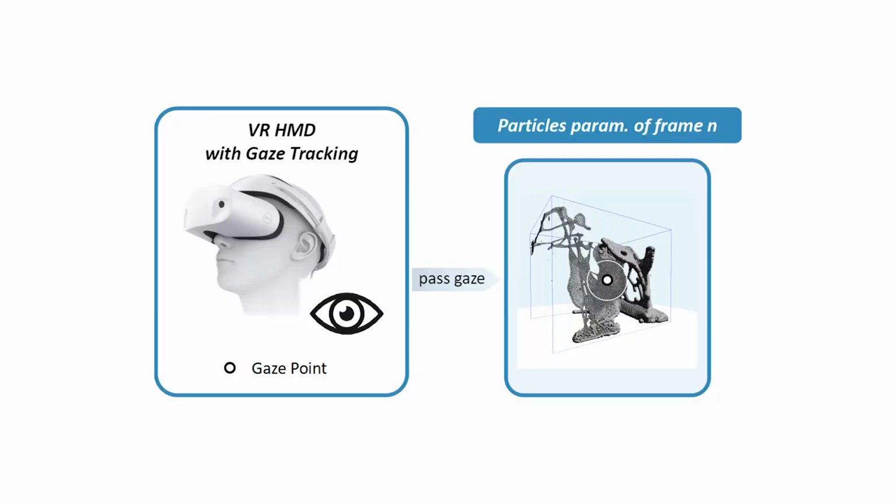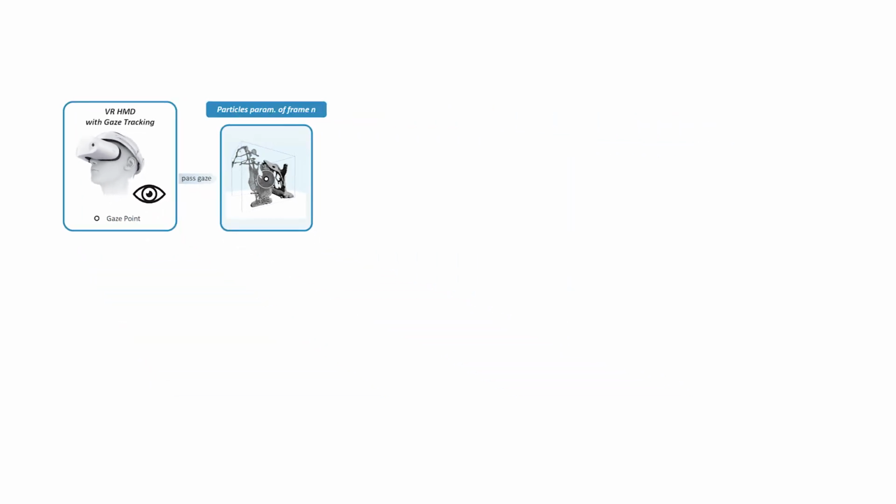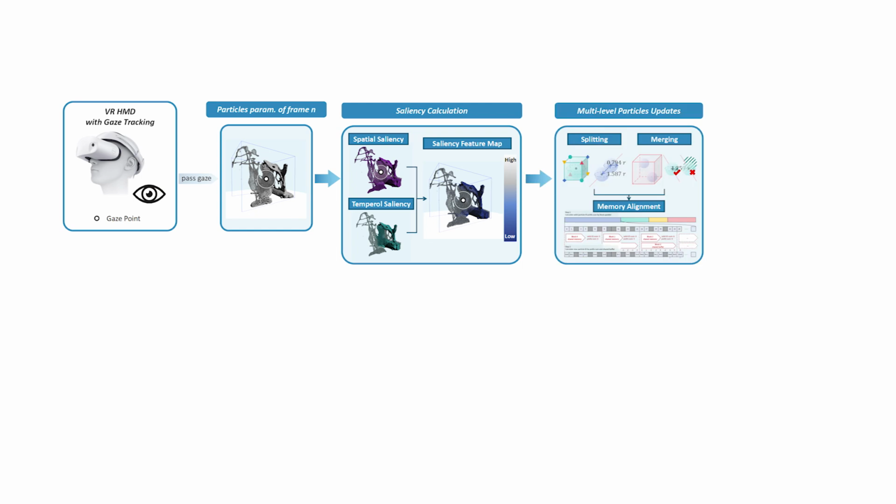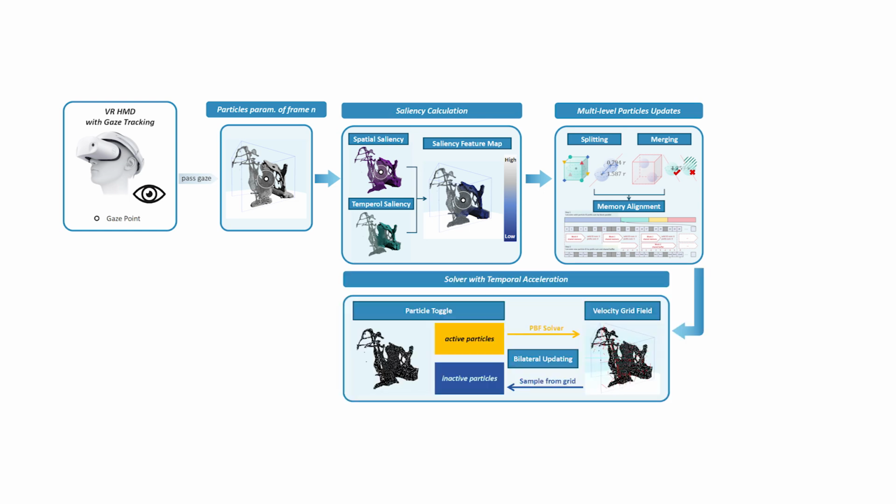Our method starts by taking the physical states of the particle system from the previous frame and the gaze information from VR users as inputs. Next, it employs a spatiotemporal saliency model for multigranularity simulation and rendering of Lagrangian fluid systems. Features from both spatial and temporal domains are weighted and combined into a saliency measure to guide subsequent updates in particle granularity. After undergoing updates through splitting and merging, as well as organizing multilevel particle memory fragments, these particles are fed into the solver to compute their states for the new frame.